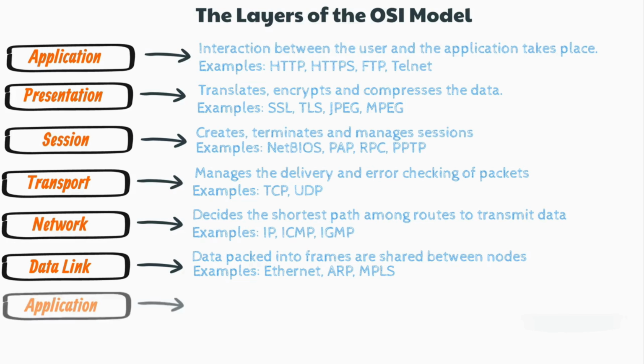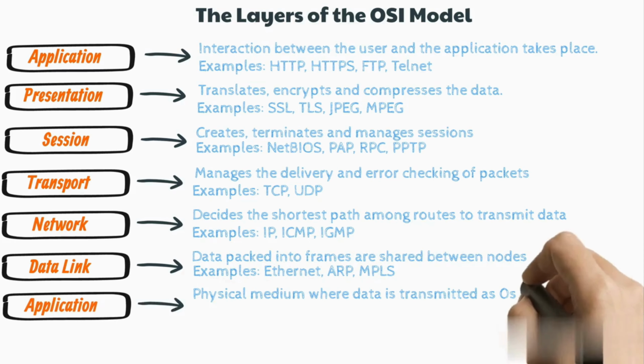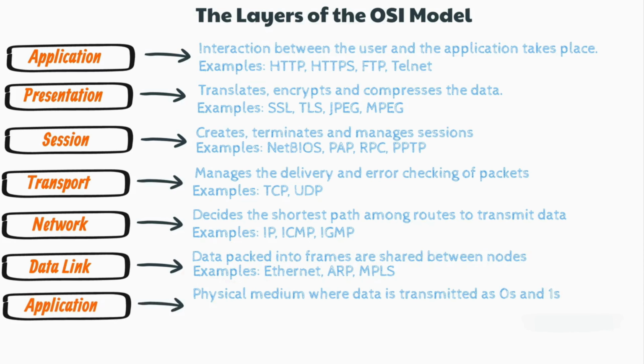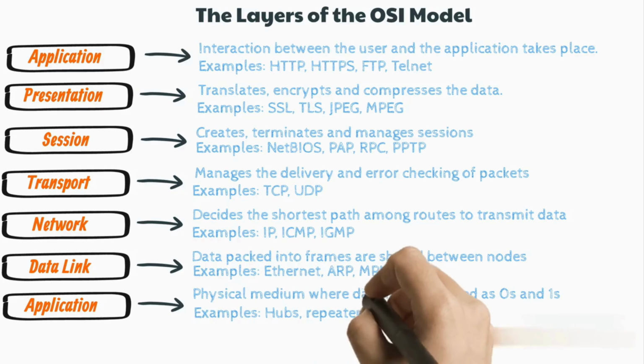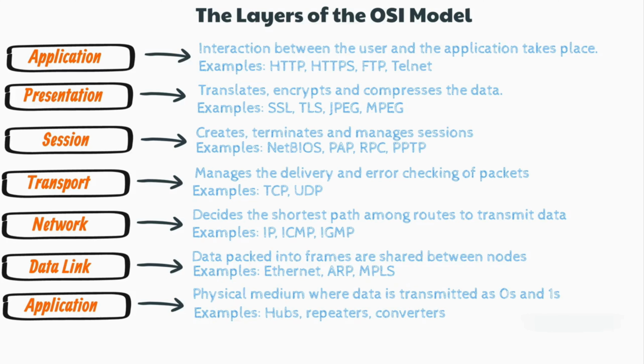7. Physical layer, Layer 1. Function. The physical layer is responsible for transmitting raw bit streams over physical media, such as cables and wireless signals. It defines the hardware elements involved, including cables, switches, and NIC, Network Interface Card. Examples: hubs, repeaters, media converters.